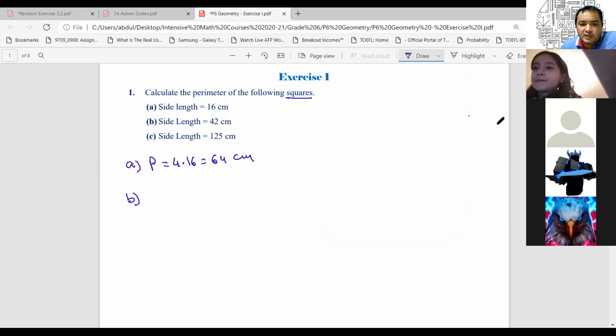How about question B? Perimeter is equal to, it has 4 sides. Each side is 42 centimeters. That is 168 centimeters. Okay, Neil, can you do question C? What is the perimeter?